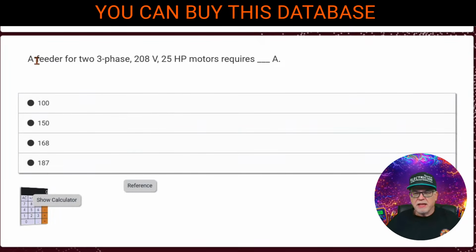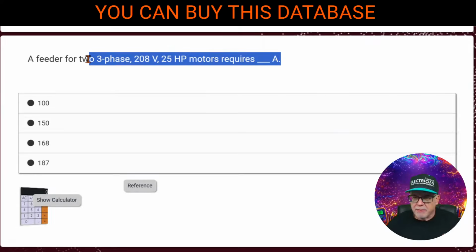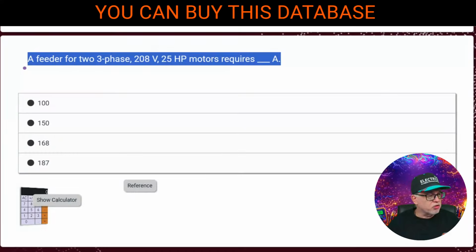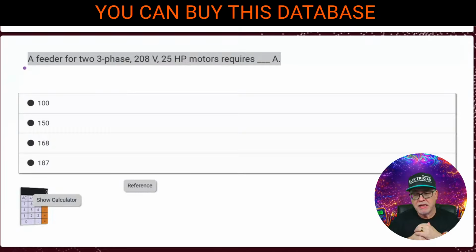All right. A feeder for two 3-phase, 208 volt, 25 horsepower motors requires how many amps? Okay, so this is a very important question, and questions like this will most certainly appear on the electrical exam. One of the things you have to understand is this is not so much a lookup in the index, you need to understand motors.